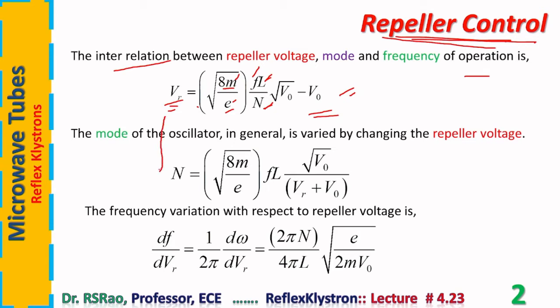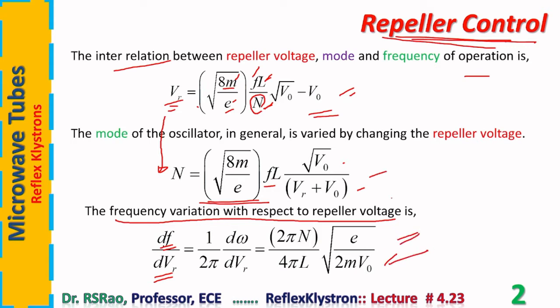From this relation, an expression for N can be found. It is square root of 8m by e, F L, square root of V0, divided by VR plus V0. By doing some differentiation, one can also get a relation describing frequency variation with repeller voltage as dF by dVR equal to 1 by 2 pi, d omega by dVR, equal to 2 pi N by 4 pi L square root of e by 2m V0.